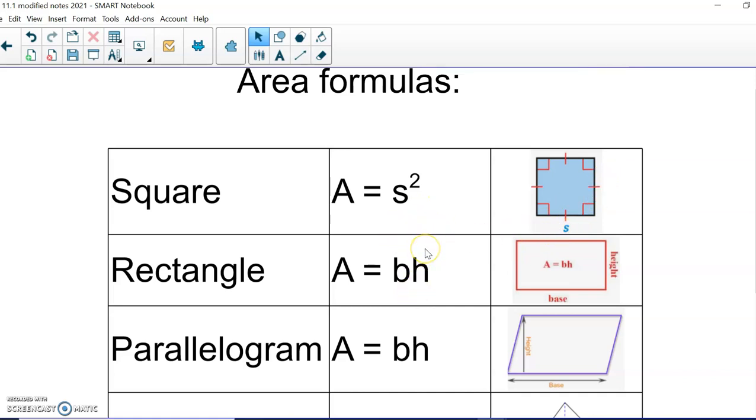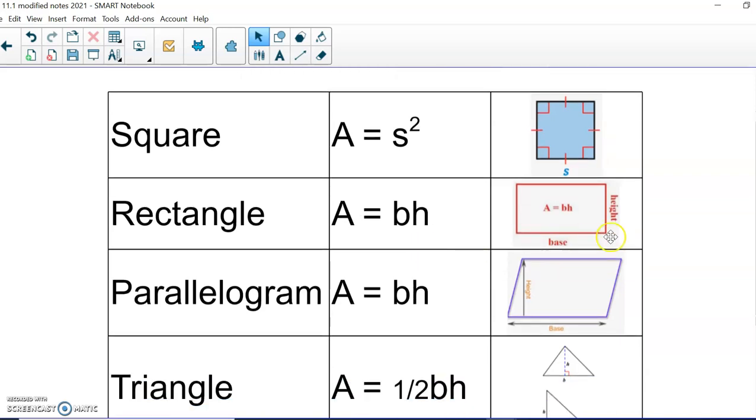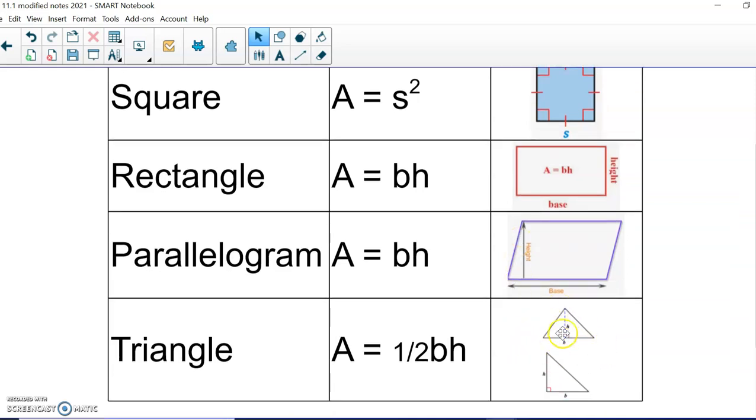But you can use the same generic formula, base times height. If you learned it length times width, it still works. Just be careful. Make sure when you're looking for the height, you look for the right angle. Don't use the side length of your parallelogram. That's not the height. The same is true for a triangle. Make sure you look for that right angle symbol so you know it's the height.